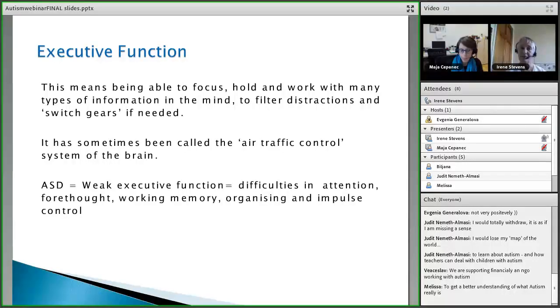Children and young people affected by ASD have weak executive function. So they have difficulties in attention, they have difficulties in forethought, and poor working memory, which is where you hold all of the different bits of information. They have difficulty in organising and prioritising all the bits of information, and they have difficulty in impulse control.